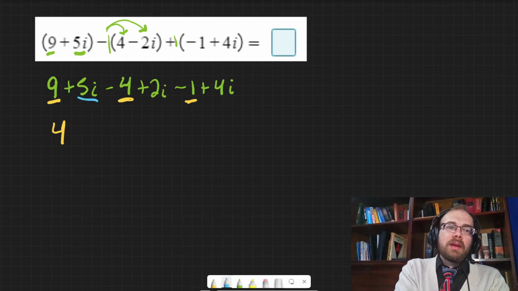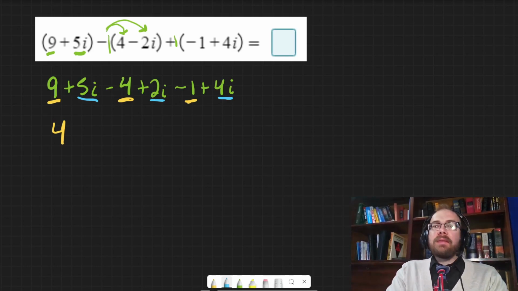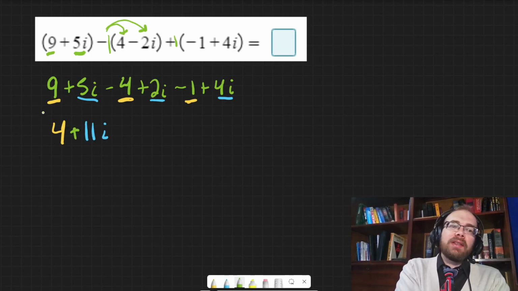Then we put all the i's together. 5 plus 2 is 7. 7 plus 4 is 11. So there are 11 i's in total. That's positive, but I'll put a green little sign in between here. So that's actually the answer.